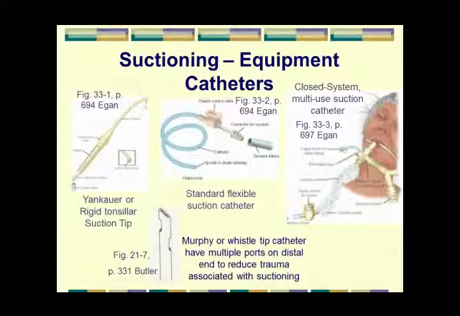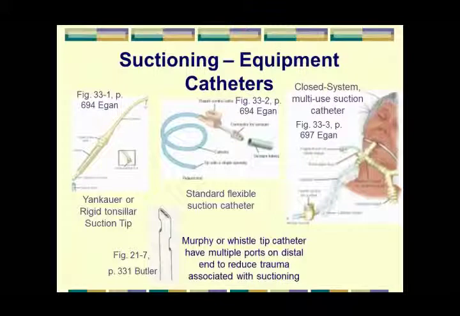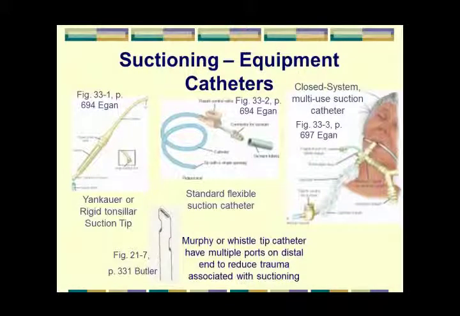What we're going to use in the lab today is the more standard flexible suction catheter, where you have a thumb port that, when occluded, allows vacuum to be applied. When your thumb is not on that, the vacuum is pulling gas through the thumb port, therefore the patient is not having vacuum applied to their airway. Make sense? Okay.